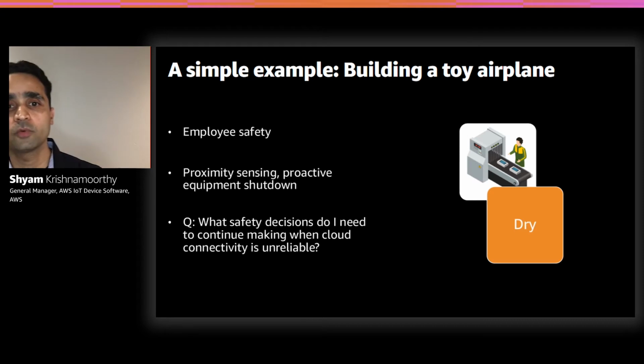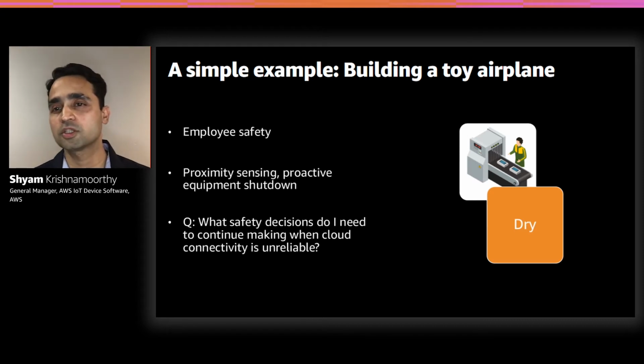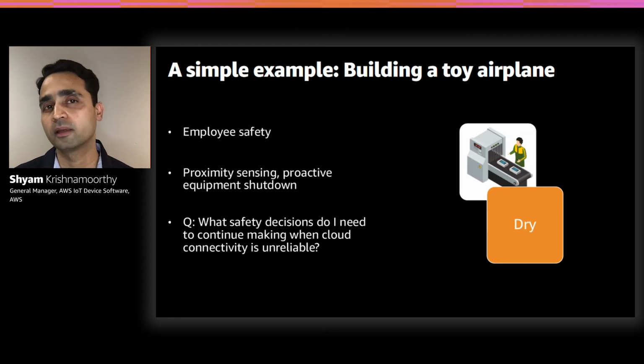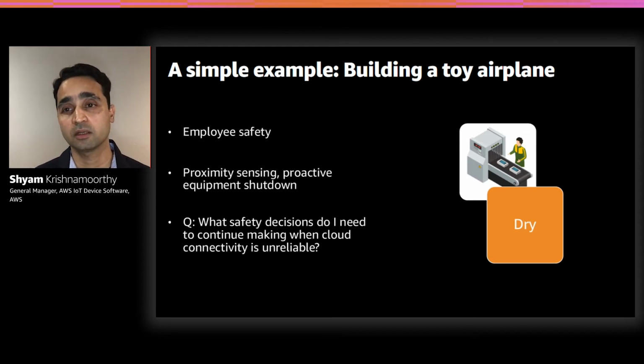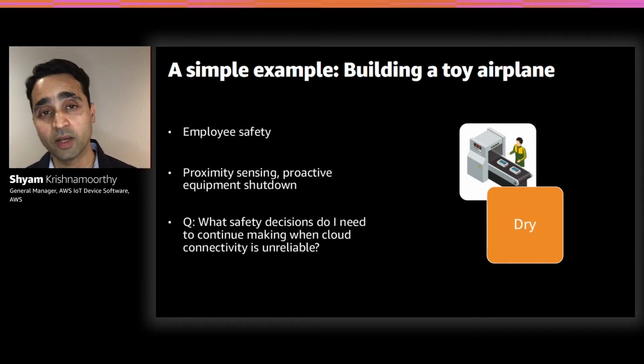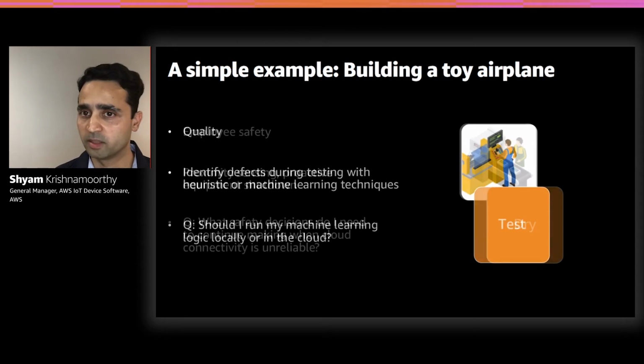the equipment. So if we want to do that, again, which safety decisions do I have to do locally and have to continue doing even when my network may be unreliable? And which decisions can I send to the AWS IoT SiteWise service and other analytics services in AWS and make those decisions there? Let's take another example.